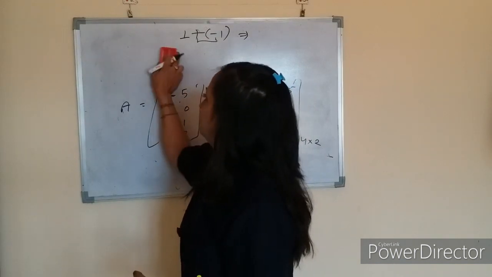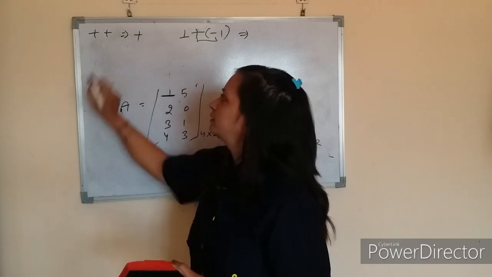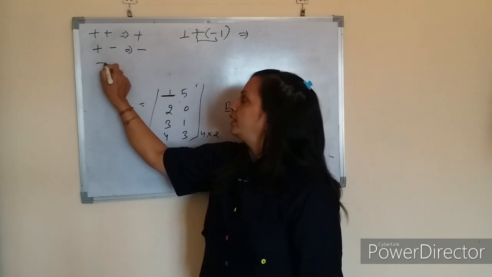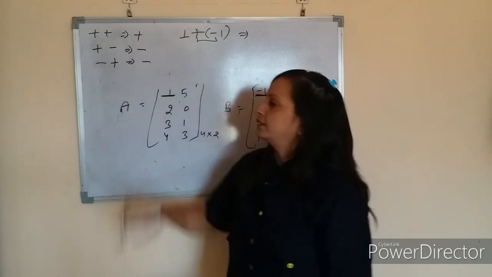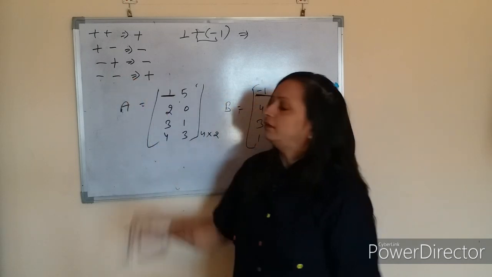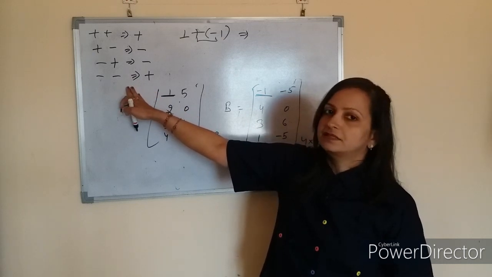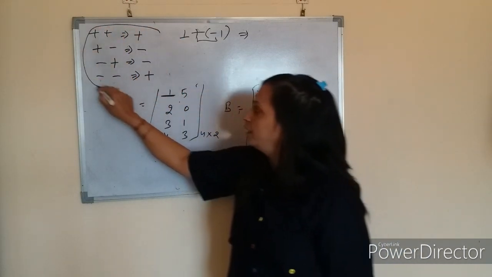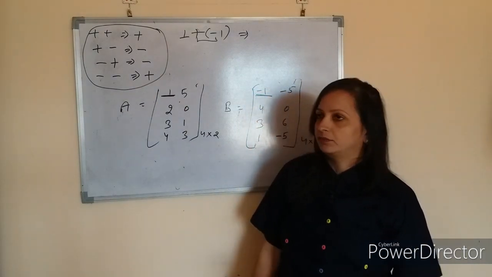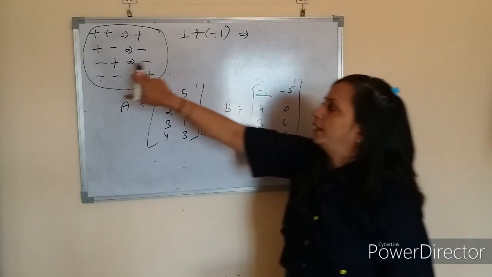So what will I get here? I am multiplying these two signs, and let me tell you about this. If you multiply plus and plus, you will get a plus. If you multiply plus and minus, you will get a minus. If you multiply minus and plus, you will again get a minus. But if you multiply minus and minus, you will get a plus. If you don't know these sign rules of multiplication, you can note them down separately. It will help you throughout maths in any calculation.